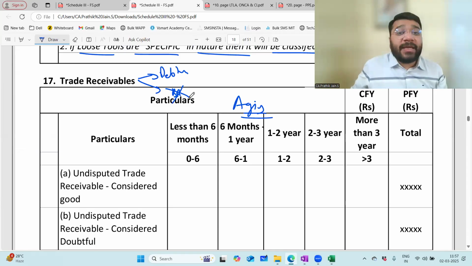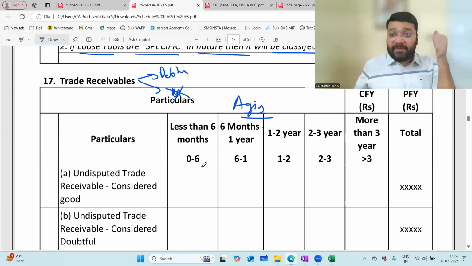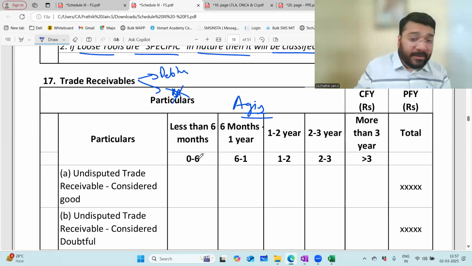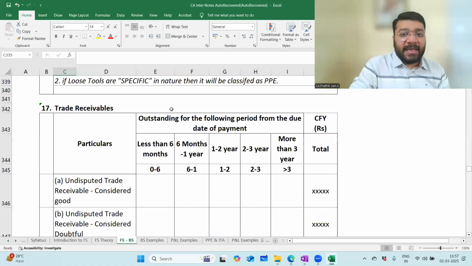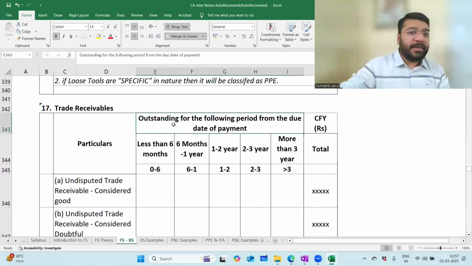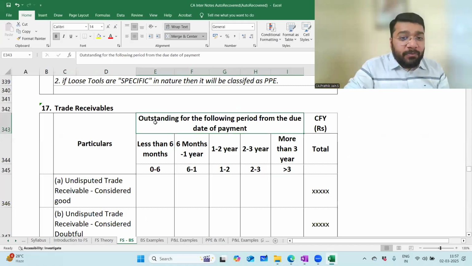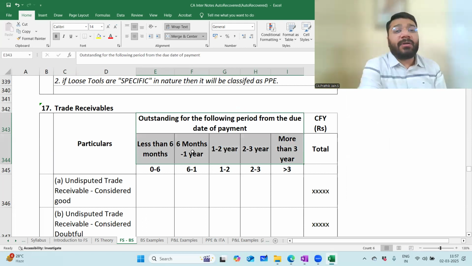What is the purpose of this aging? The purpose of this aging is to understand this money which I am due to receive from customer, for how many months I have not received the money after the due date of the payment. I have changed the format here. This heading I have added. This is there in Schedule 3. What is this period? Basically, these balances are outstanding for the following period from the due date of payment.